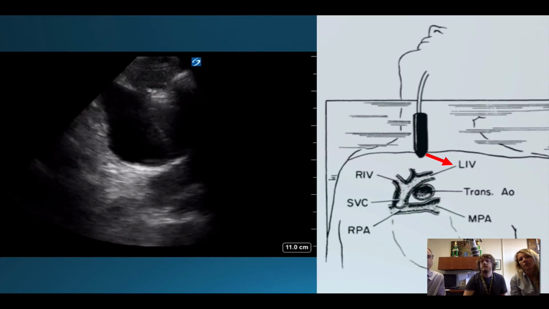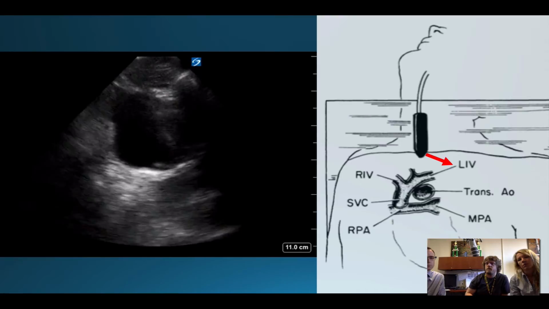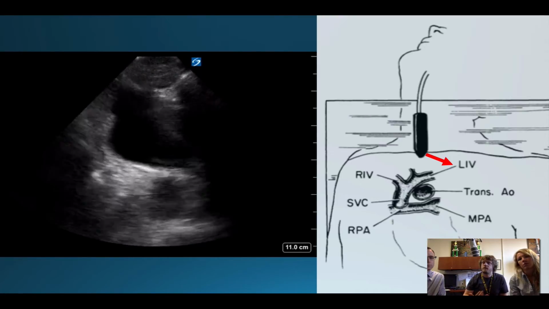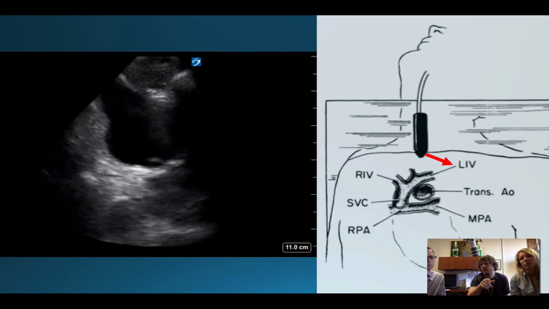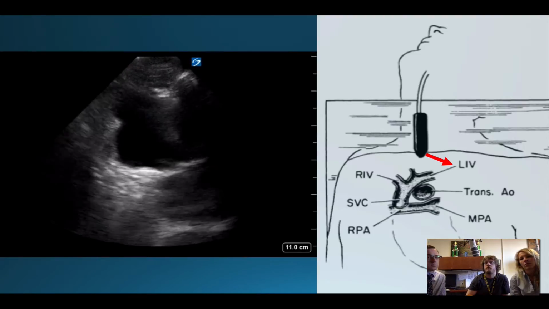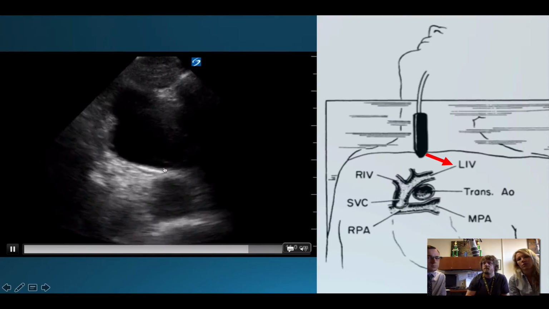Our image isn't as pretty as that picture, probably because we're just under-rotated. However, you can actually see a small area of dissection flap in this image as well.